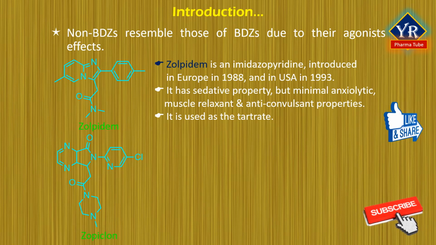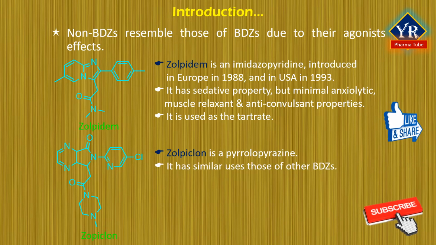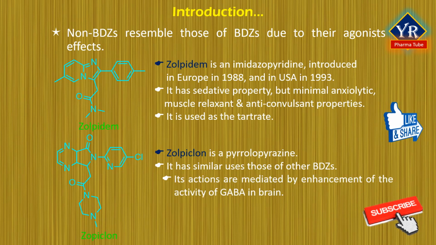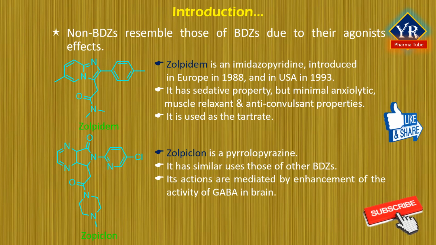The other non-benzodiazepine sedative hypnotic drug is zopiclone, a pyrrolopyrazine. It has similar sedative, muscle relaxant, and anticonvulsant properties to those of benzodiazepines. Like benzodiazepines, its actions are mediated by enhancement of the activity of GABA in the brain. The drug was introduced in UK in 1989.